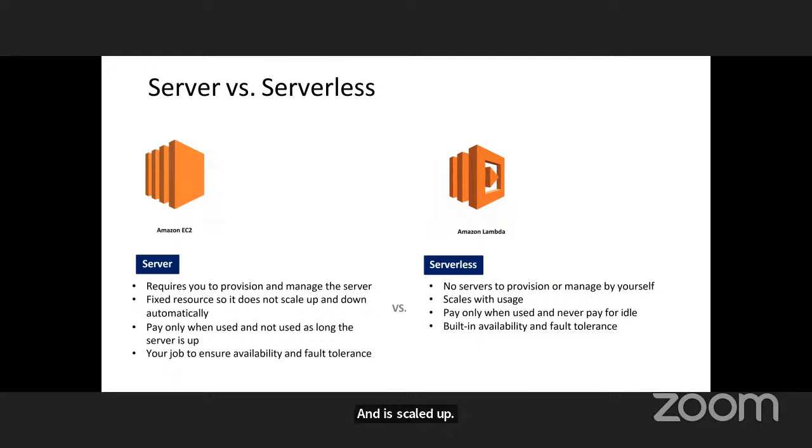And the availability and fault tolerance are built in, which means less overhead and maintenance for you. Besides, you only pay for your usage, so no idle time costs. For example, if your online store uses Lambda, during the peak hours AWS automatically scales up the resources to handle the traffic. And when the traffic drops, AWS scales down the resources and you only pay for what you use. So this flexibility can save a lot of cost and reduce the management overhead.